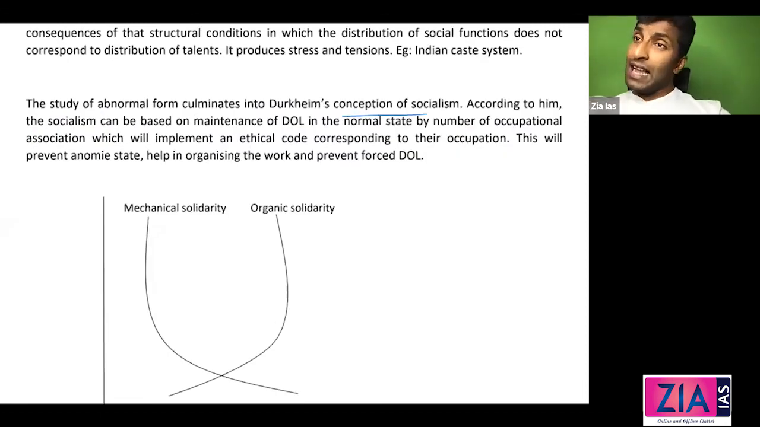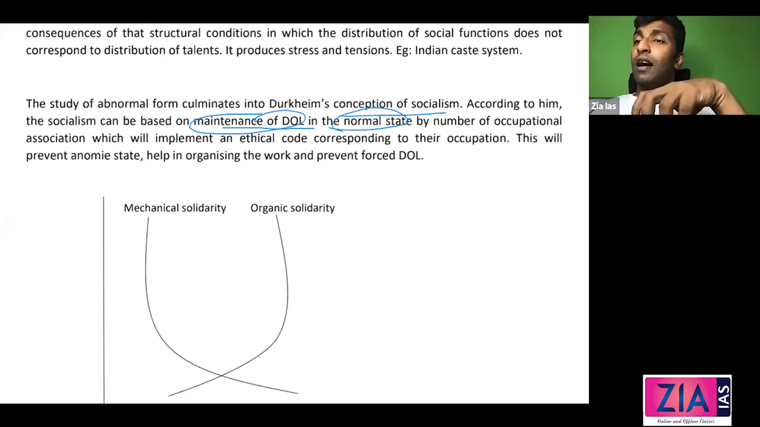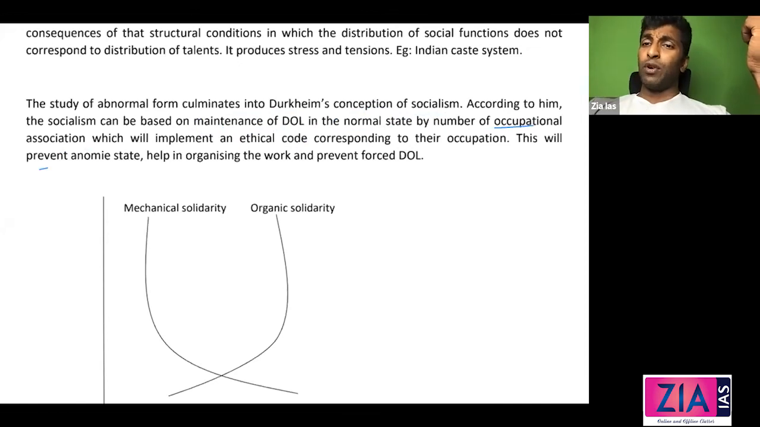What is that? Change within. According to him, socialism can be based on the maintenance of the division of labor. Maintain it in the normal state, no abnormal form. It may be temporary, solve it. How? By a number of occupational associations. For example, if it is doctors, you can have an ethical code corresponding to their occupation. This will prevent the anomie state, help in organizing the work, and prevent forced division of labor.